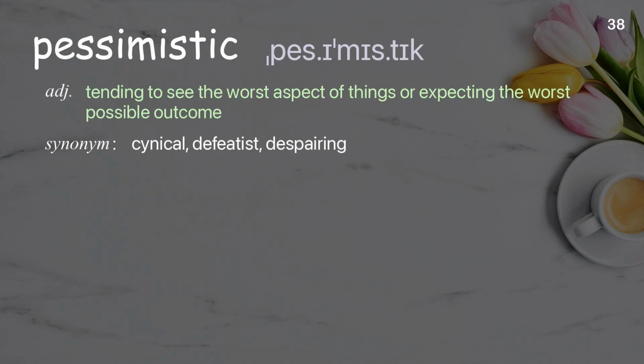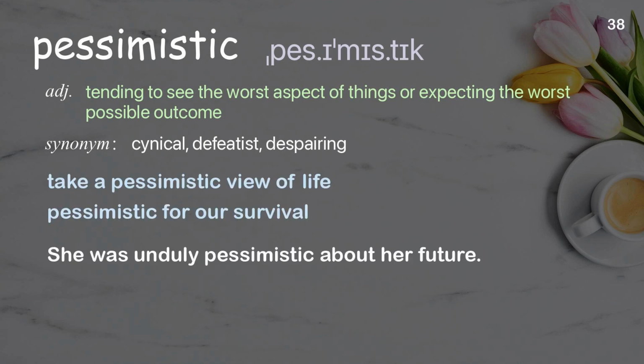Pessimistic. Tending to see the worst aspect of things or expecting the worst possible outcome. Examples: take a pessimistic view of life, pessimistic for our survival. She was unduly pessimistic about her future.